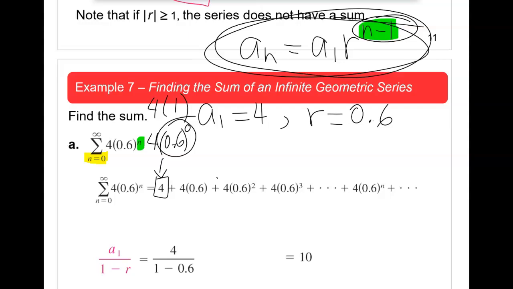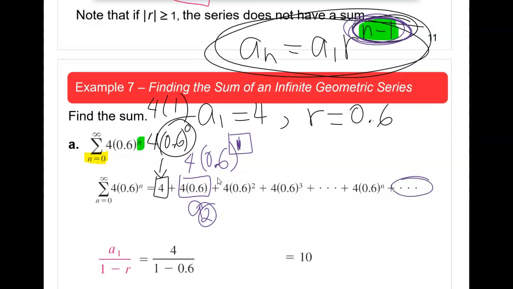Now for the second term, it's going to be 4 times the common ratio to the power 1, but that's actually our second term. So it still fits. That's how we force it, by starting at 0, to fit the description of the terms of a geometric sequence. Now again, we know it's infinite because of that.